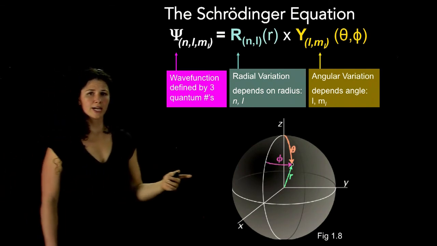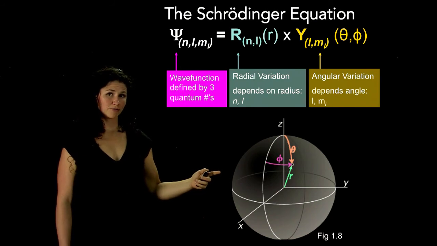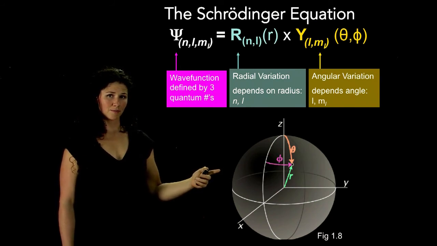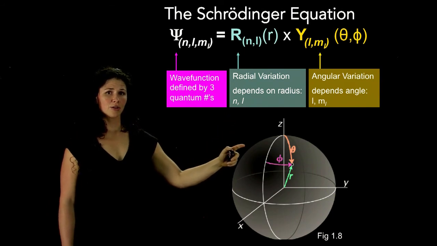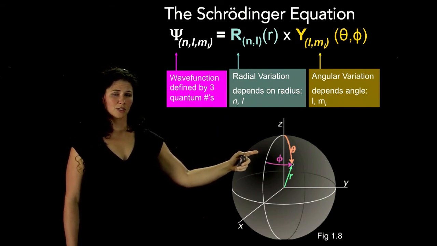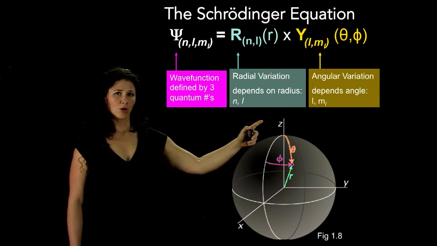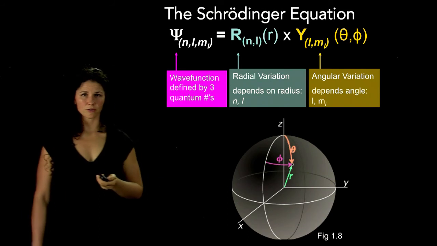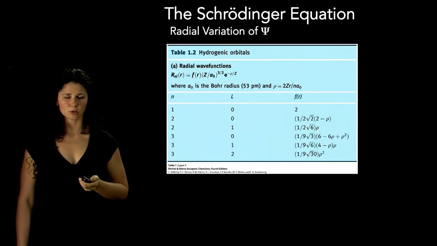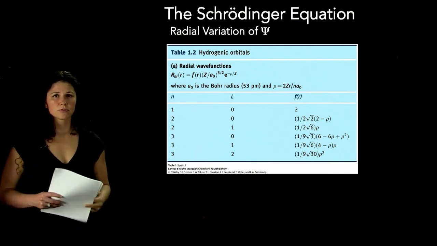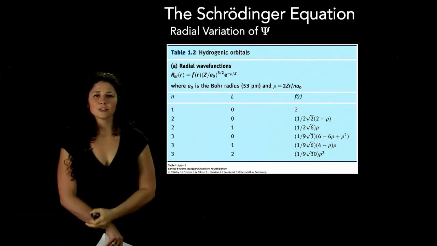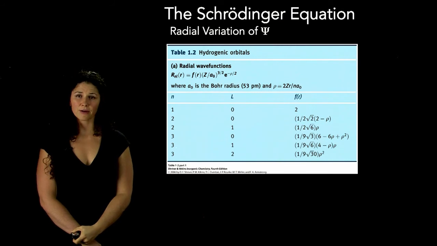So here we have a diagram that shows you the r is radius, so that's what the radial dependence or the radial variation depends on, and your other two angular coordinates here are going to go into the angular variation part of the Schrodinger equation, or excuse me, part of the wave function. So as far as these equations go, you don't really need to memorize this stuff, okay? But I want you to look at it and be able to understand what it means.